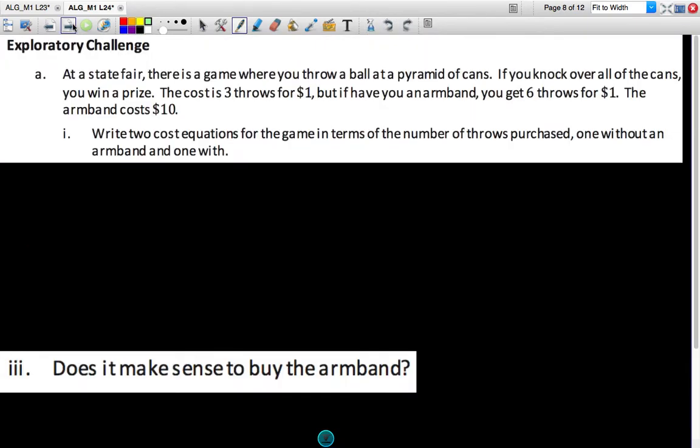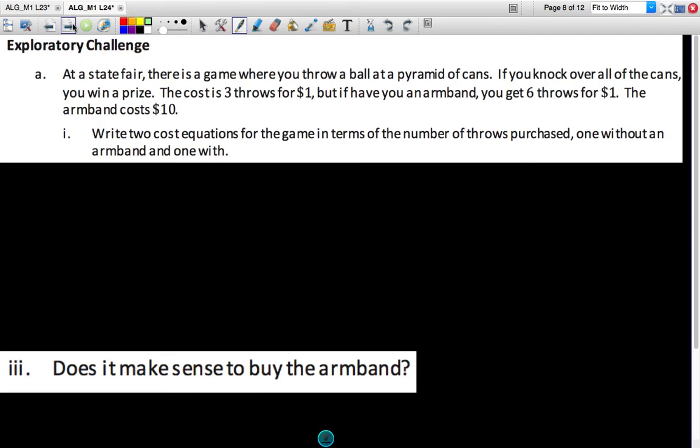Let's look at the exploratory challenge in your notes. Part A says, at a state fair, there is a game where you throw a ball at a pyramid of cans. If you knock over all the cans, you win a prize. The cost is three throws for $1. Okay, so $1 gets you 3 throws. But if you have an armband, you get 6 throws for $1. The armband costs $10. Write 2 cost equations for the game in terms of the number of throws purchased. One without an armband and one with.